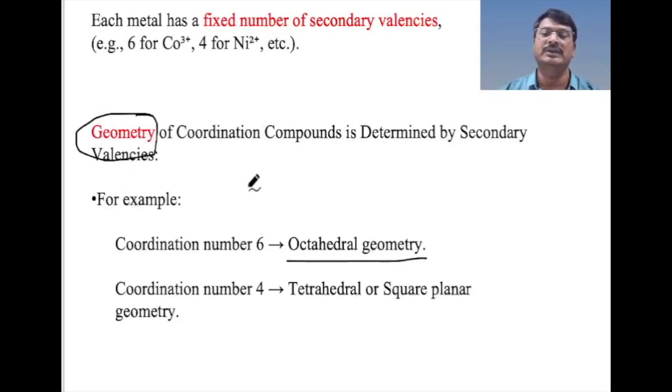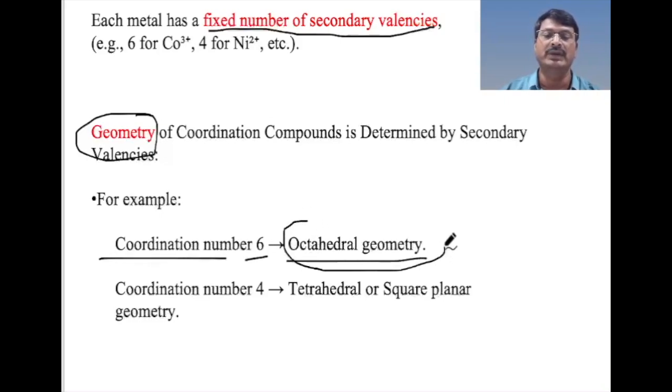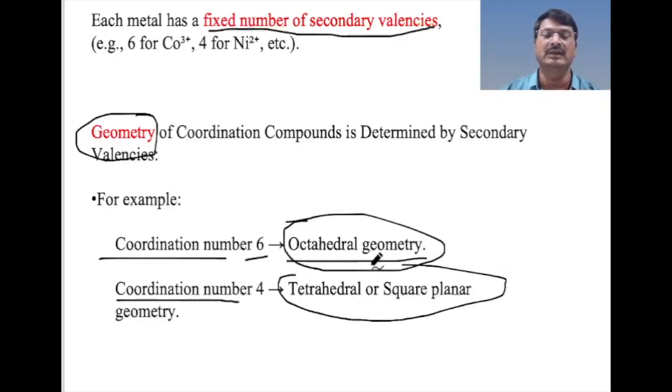And when you come to the geometry of the compound, generally the geometry will depend upon the number of secondary valencies. If the secondary valency is 6, that is nothing but the coordination number, the structure of the compound is octahedral. If the coordination number is 4, that may be tetrahedral or square planar. If the coordination number is 3, that may be pyramidal or trigonal planar. Or if the coordination number is 2, the structure may be linear. Like that, depending upon the secondary valency, the structure of the compound will be there.